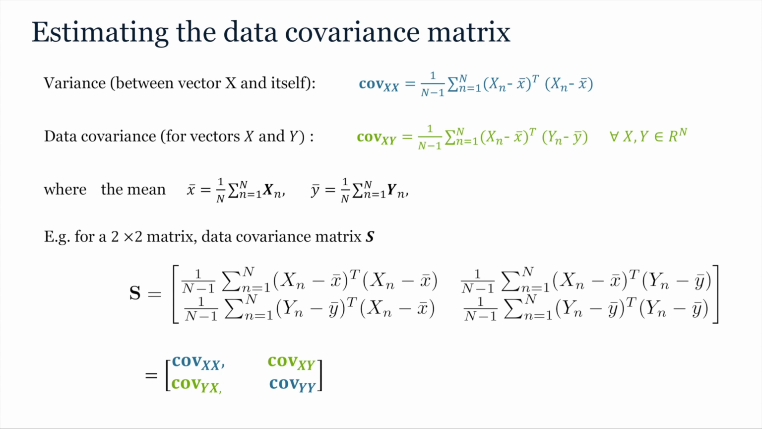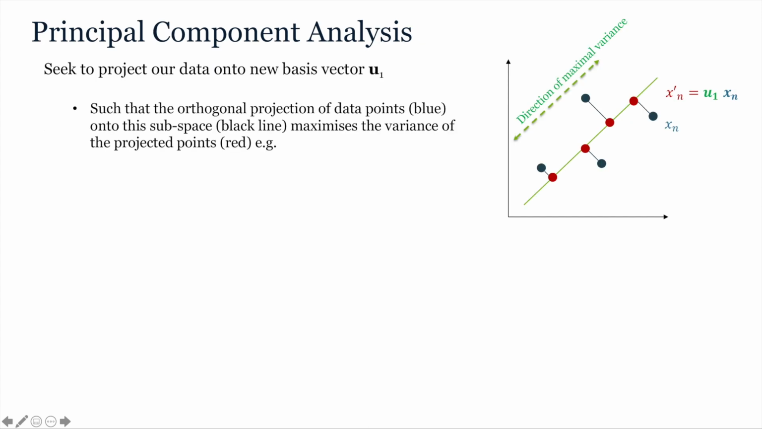We can therefore make estimates of variance or covariance for all feature dimensions in order to obtain a covariance matrix. For example, assuming that we have two features, our data is two-dimensional, we can return a 2x2 covariance matrix with variances on the diagonal and covariances on the off-diagonal. The key idea of PCA, therefore, is that we want to find a new basis U for which the spread of the data is maximised.